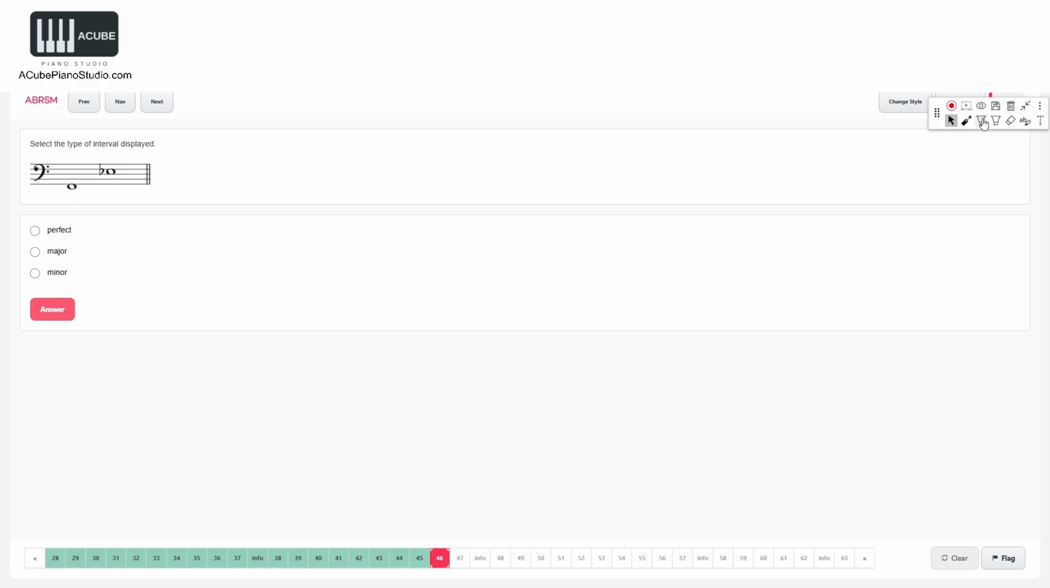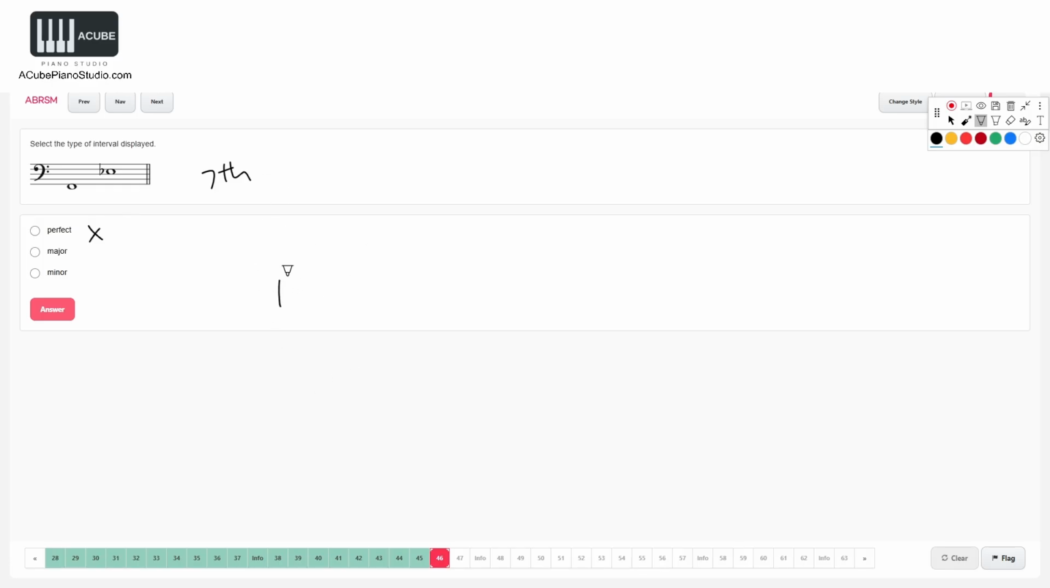Now F to E flat. F, G, A, B, C, D, E. So it's a 7th apart. Remember F is counted as 1, then G is 2, then all the way until E you count until 8. So it's a 7th apart. So perfect is out. Perfect is only for 4th, 5th, and 8th.